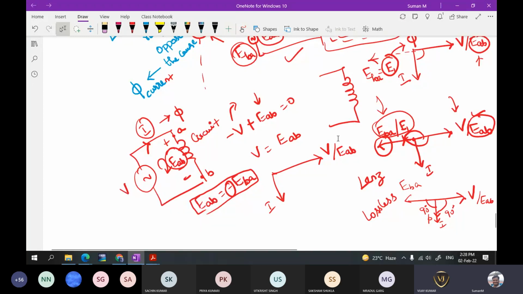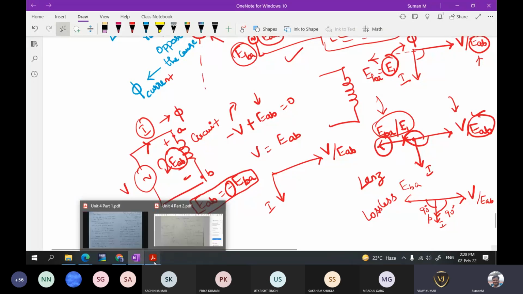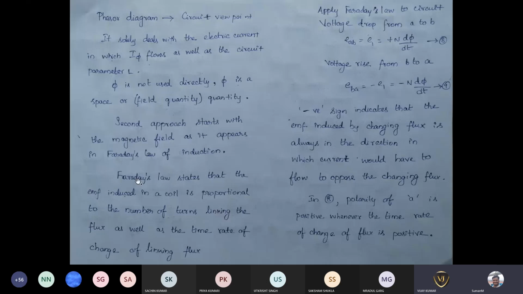That's all, nothing else. The operation is the same. We are just seeing it in a different view. Okay, so here, as you know, Faraday's law states that the EMF induced in the coil is proportional to the number of turns linking the flux. So N into dφ/dt, that is what they are saying here.